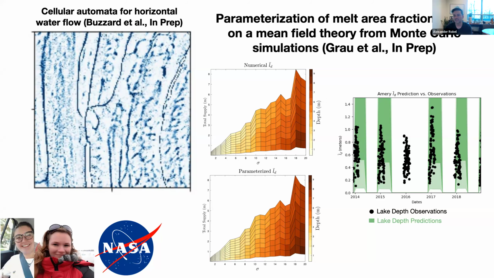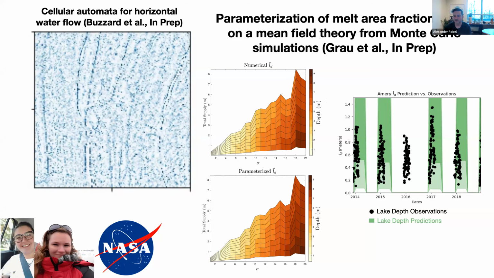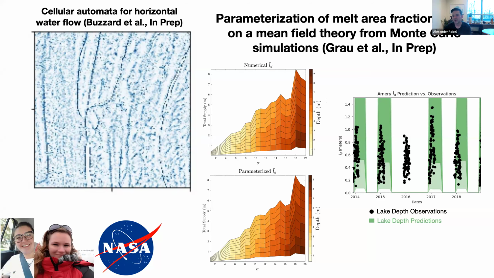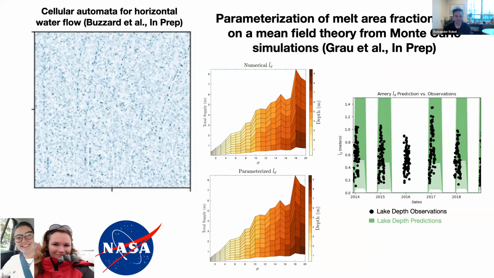And then on the right is the gold standard, comparing it to observations of actual melt pond lake depths. This is at the Amery ice shelf in Antarctica, and here the black dots are observations of melt pond depths over a few years, and the green shading is predictions from the parameterization. It shows generally that the parameterization is doing an okay job of reproducing observations.